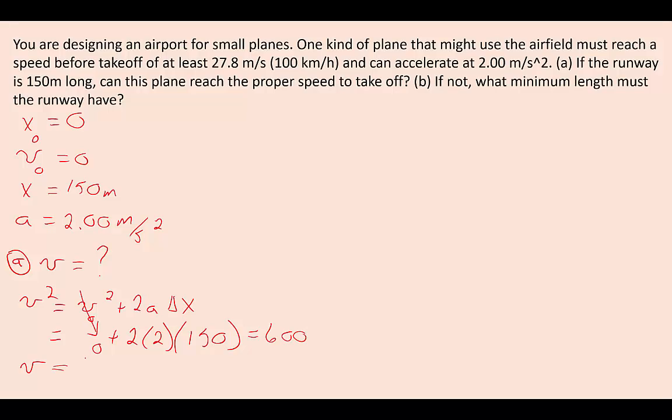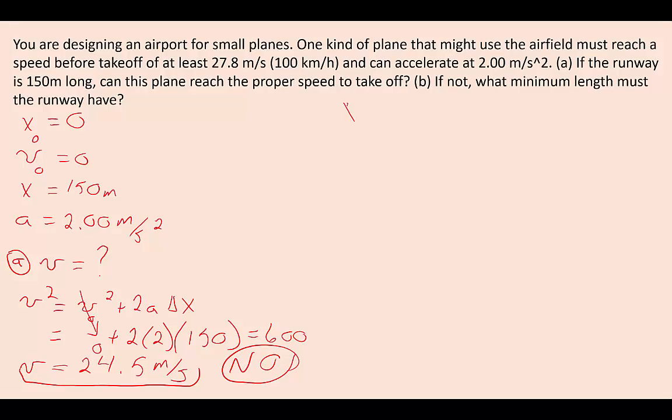That gives us a v of 24.5 meters per second. So, is it long enough? No, it is not long enough. Part B, what is the minimum length the runway, not the railway, the runway would have to have?